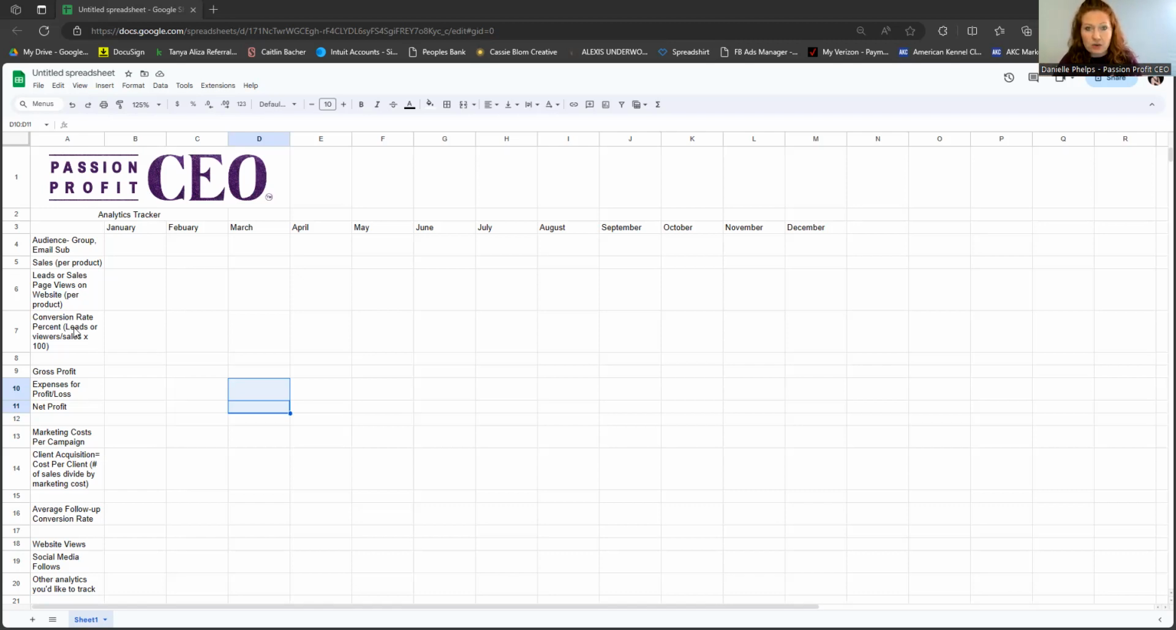Which is the next thing you need to be tracking. How many leads do you have going there? You take your leads, or your viewers, and you divide that by the number of sales you got per that marketing campaign. And then you multiply that by 100 to get the percentage of your conversions, right?